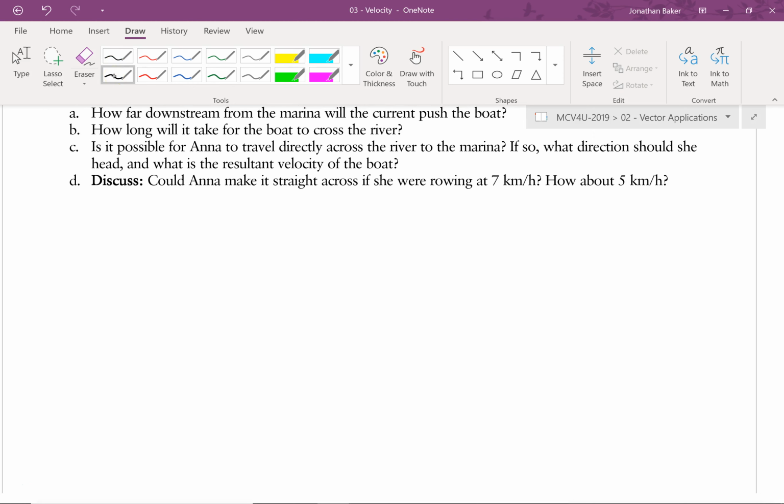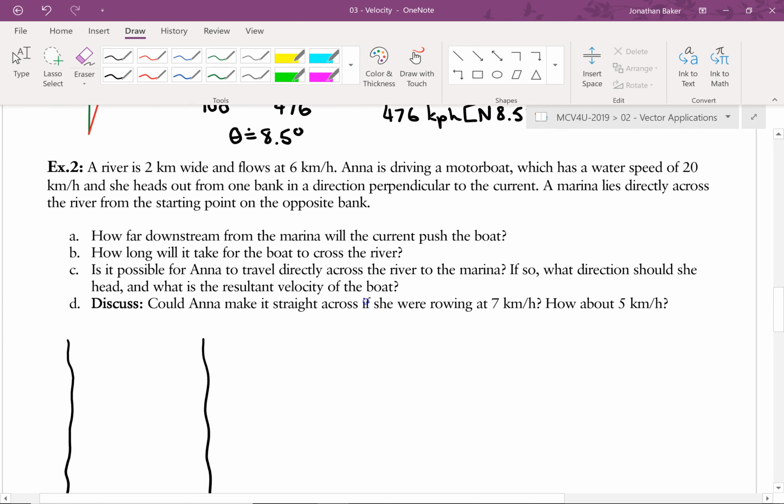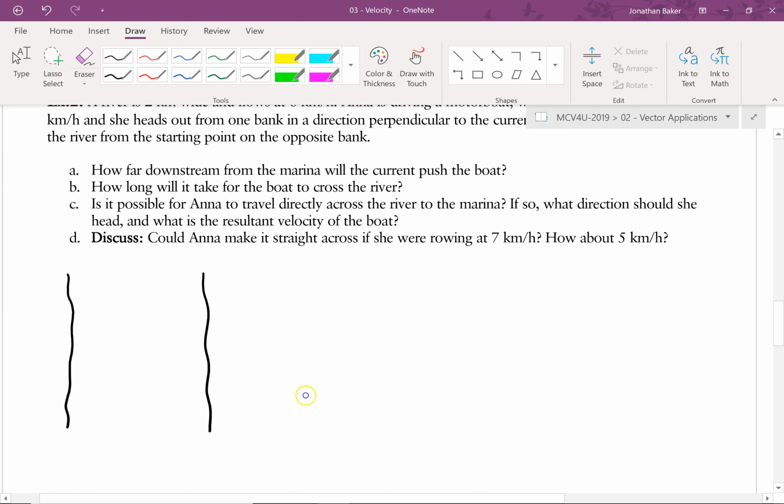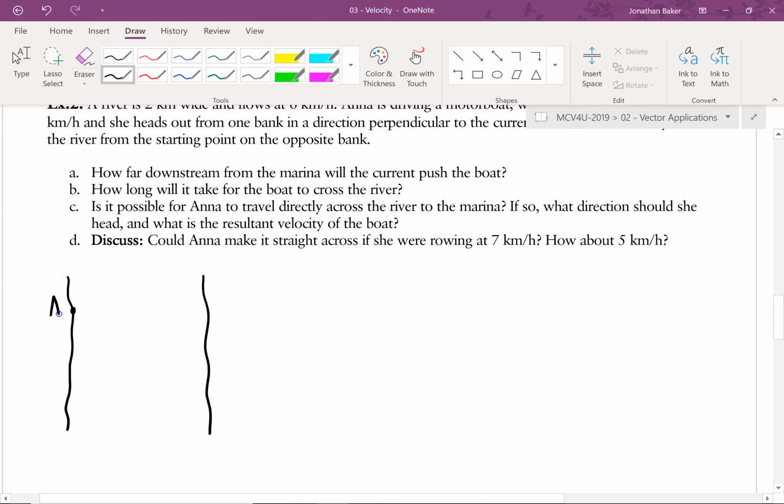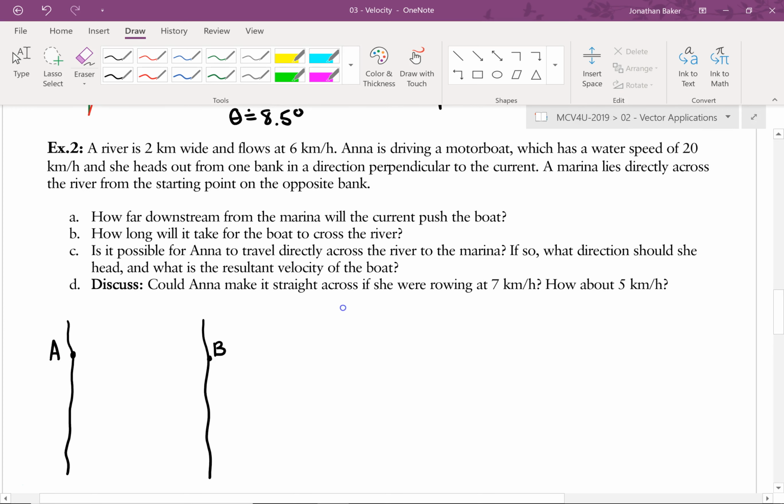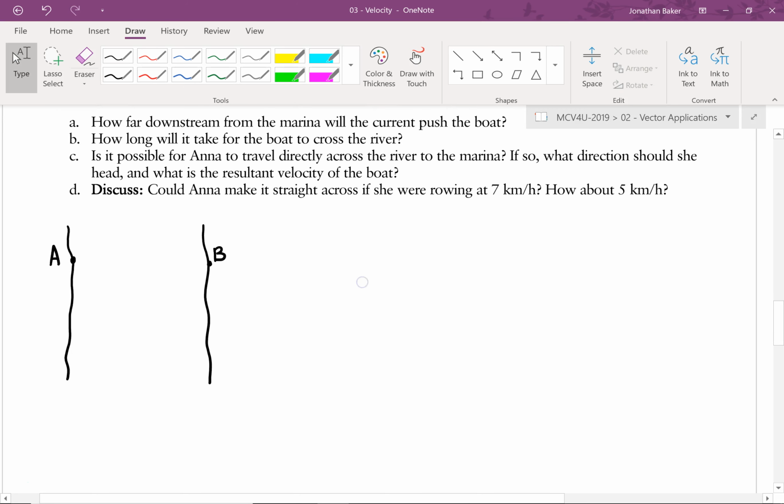Okay, so we have this river. We'll just orient it north-south, and we'll say that our current is flowing south. Now let's create some points here. We weren't given any points, so we'll say that right here is point A, and put the marina right across the river, because that's what the question said. It said she heads out in a direction to the marina, which lies directly across the river. And what's going to happen is she's going to end up downstream somewhere down here, so we'll call that point C.